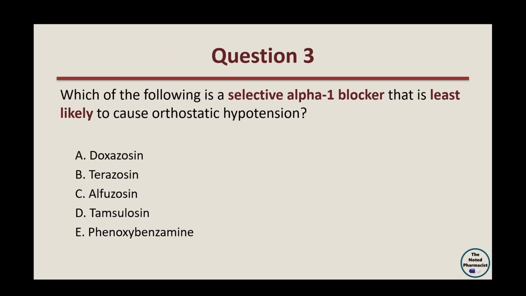Question 3. Which of the following is a selective alpha-1 blocker that is least likely to cause orthostatic hypotension? Option A, doxazosin. Option B, terazosin. Option C, alfuzosin. Option D, tamsulosin. Option E, phenoxybenzamine.